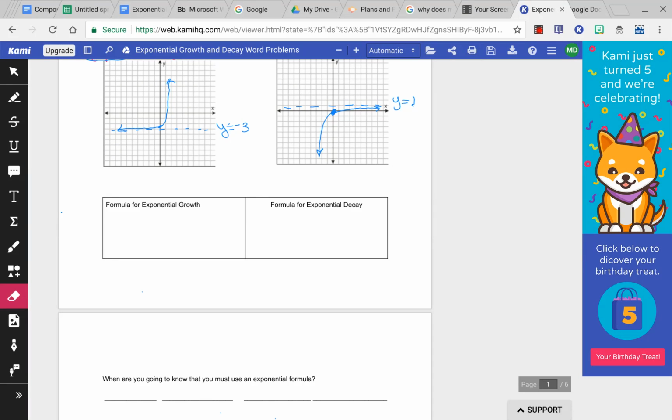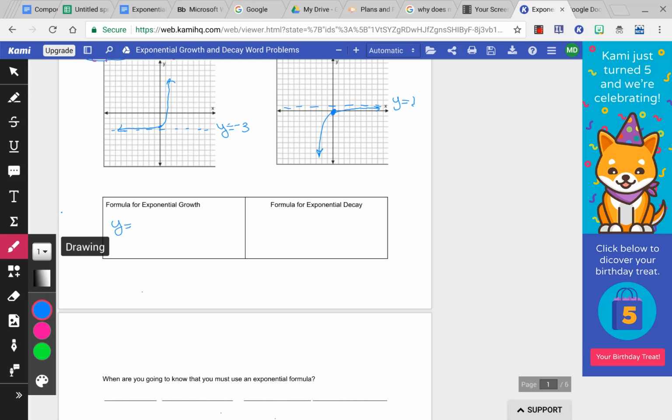All right, so as we start right here, what we're going to talk about is when we need to write a function in exponential form where we grow or decay, what is the formula we use? And the formula is pretty much all the same, okay? So y is equal to a(1 + r)^x, okay? And when we have decay, we're going to do the same thing. Instead of 1 plus, we're going to do 1 minus because that is decay, okay?